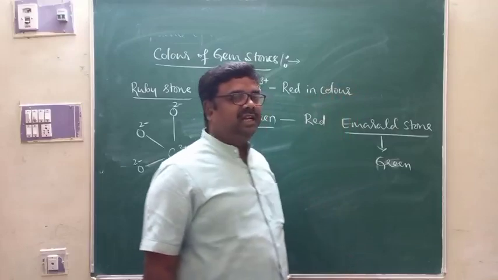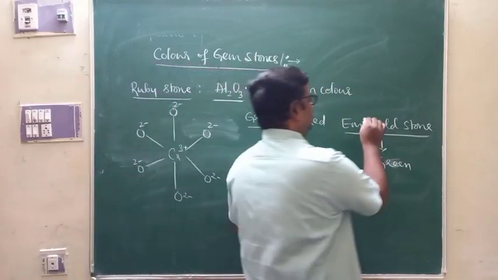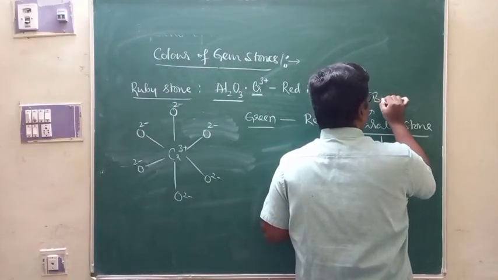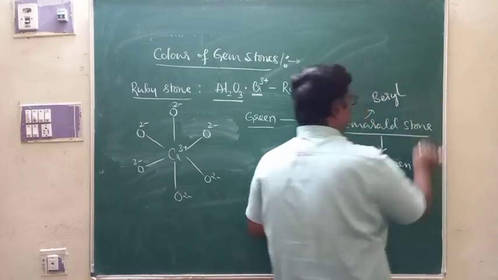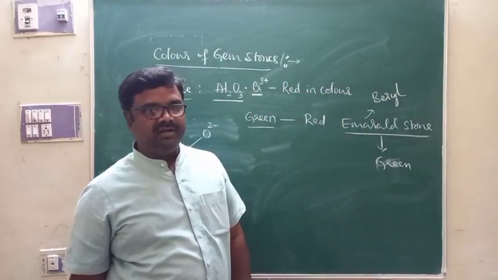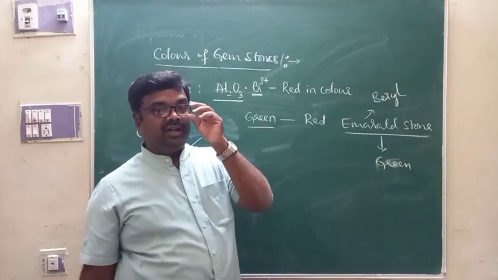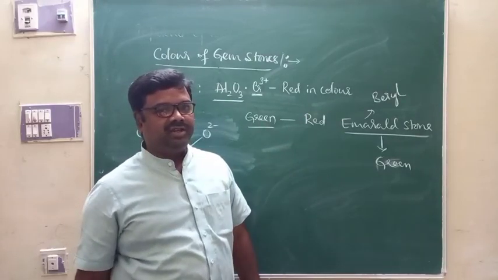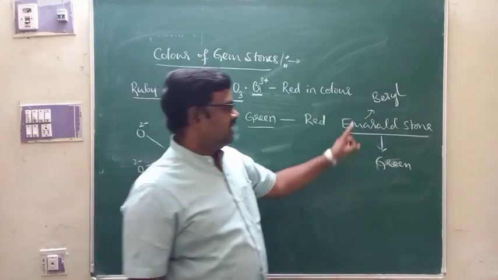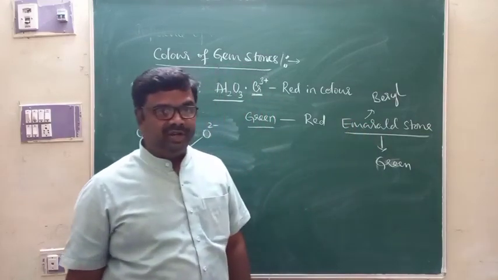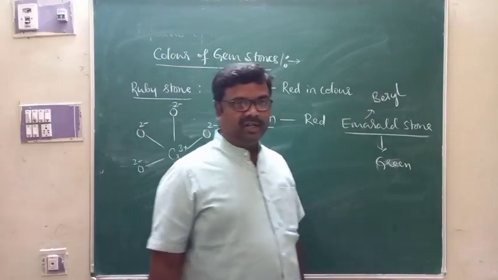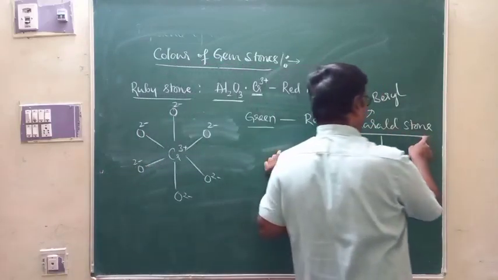Pure emerald is once again colorless. Generally, emerald is also known as a beryl mineral. It's a mineral of beryllium and aluminium. It is characterized by silicates of beryllium and aluminium. This is the beryl mineral, this is what we call emerald stone.